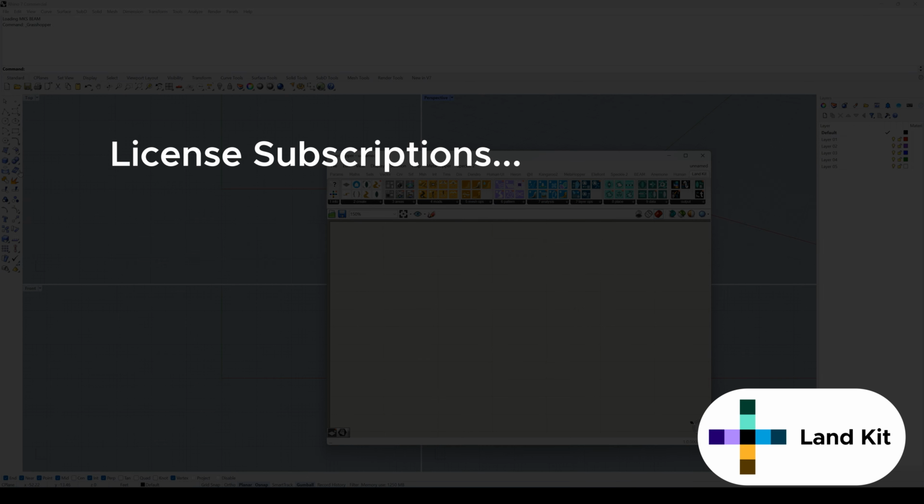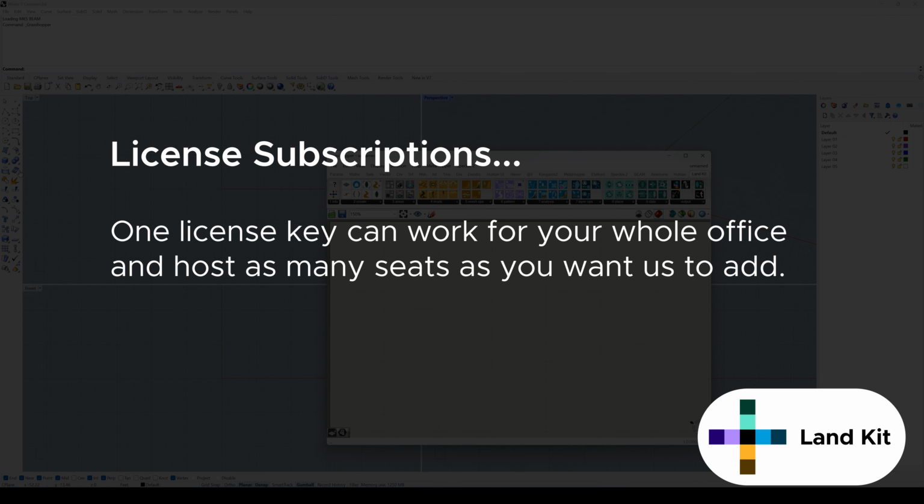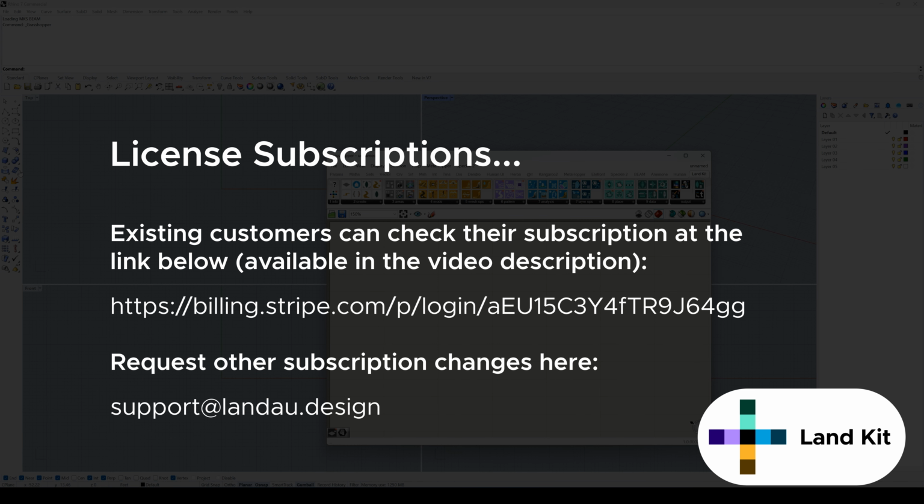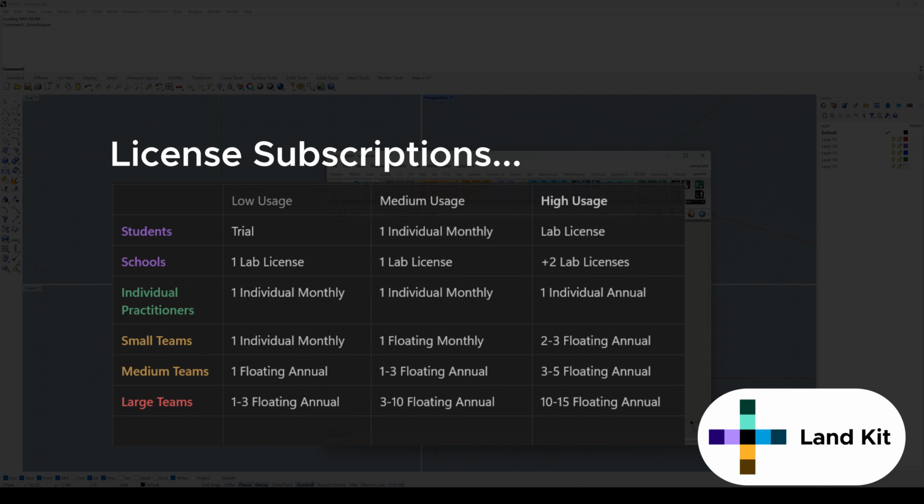License subscriptions. One license key can work for your whole office and host as many seats as you want us to add. We recommend starting with 1 or 2 licenses. We can easily add seats or upgrades directly to your license once you have it set up. Existing customers can check their subscription here. Request other subscription changes here. support@landau.design.